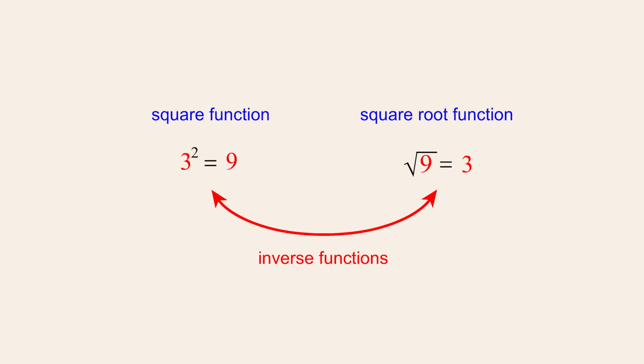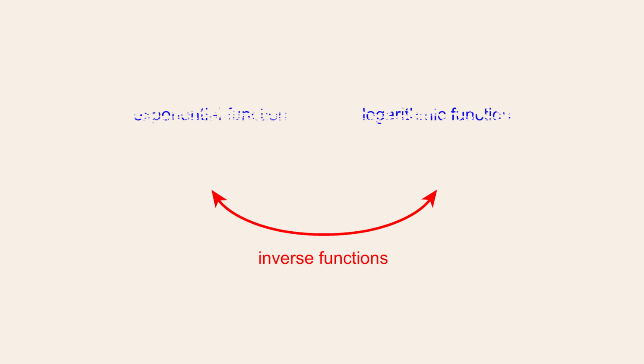Likewise, exponential and logarithmic functions act as inverses to each other when both functions have the same base. For example, if the exponential function's base of 3 has an exponent of 2, the function produces a value of 9. And if we take the log base 3 of 9, we get 2.